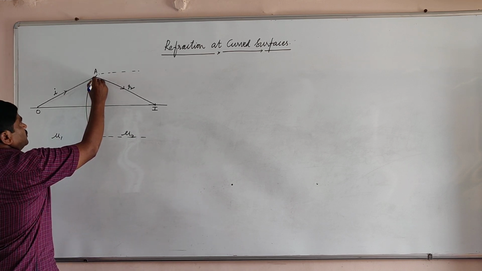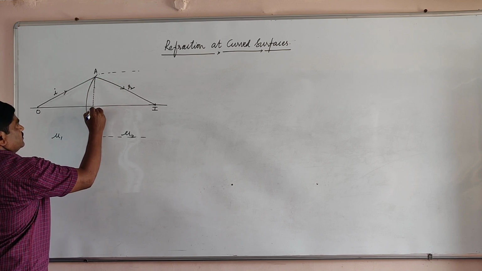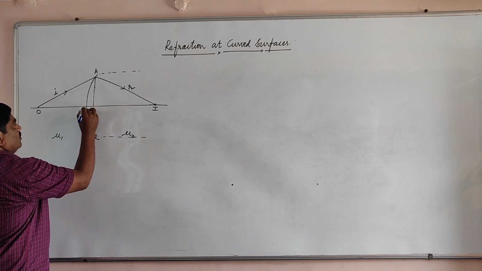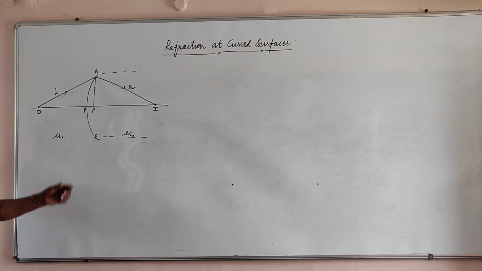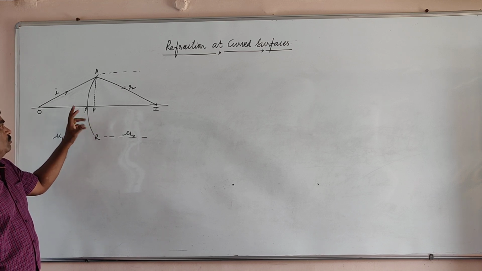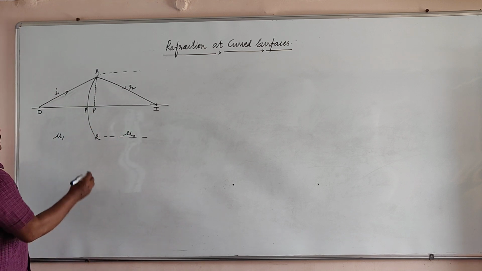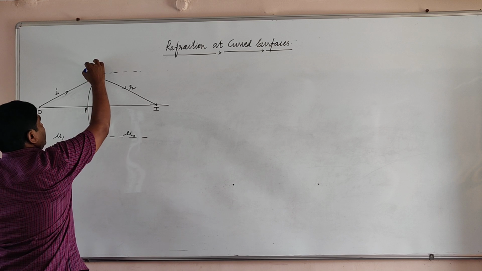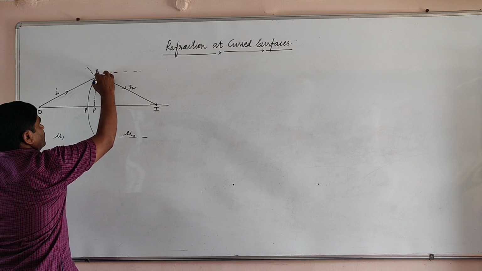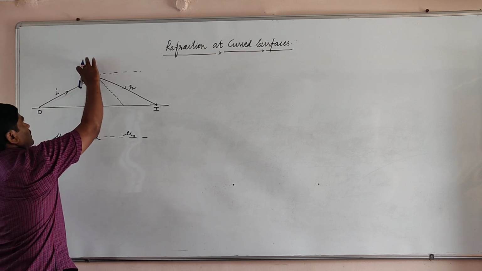Now let us suppose a normal is drawn from A and it meets at P, and this is P dash. Think that this P dash is negligible. Either P dash or P dash P, both are the same, because this particular part compared to the lens is negligible. Now a normal is to be drawn from this point A. This is the normal drawn.